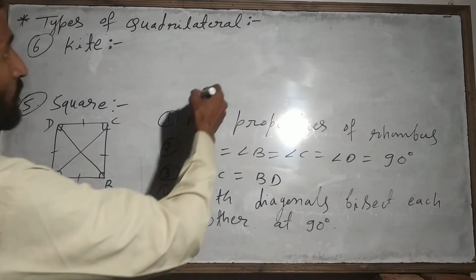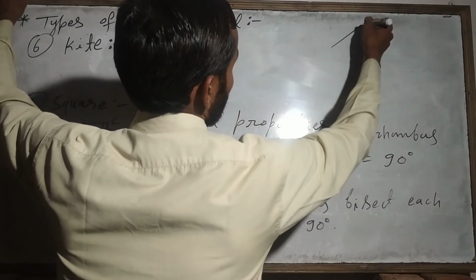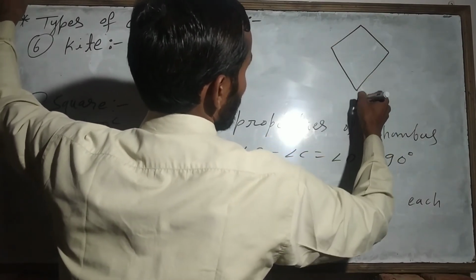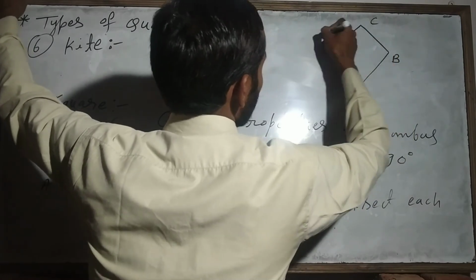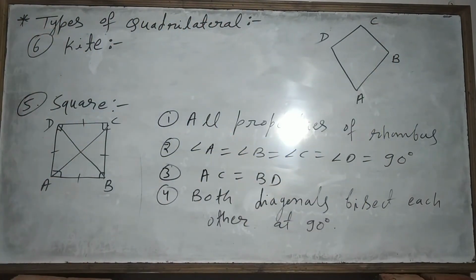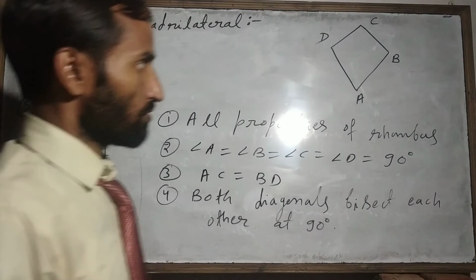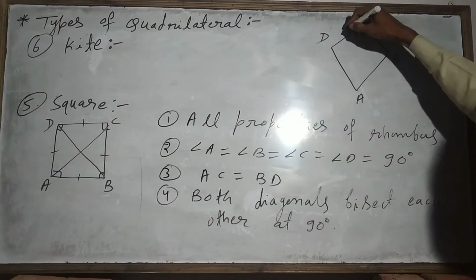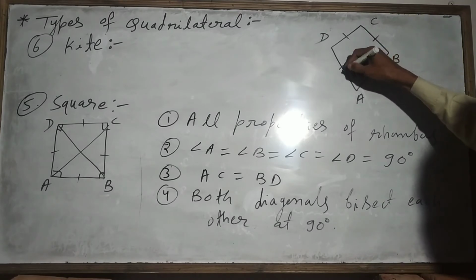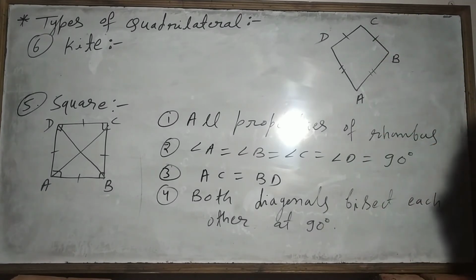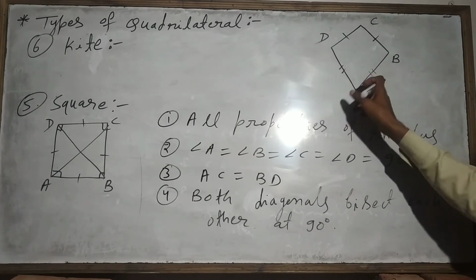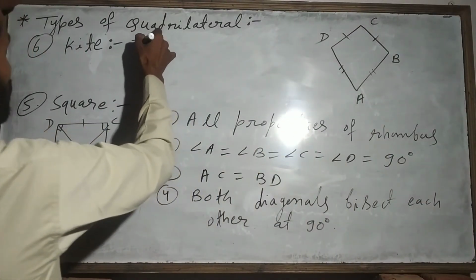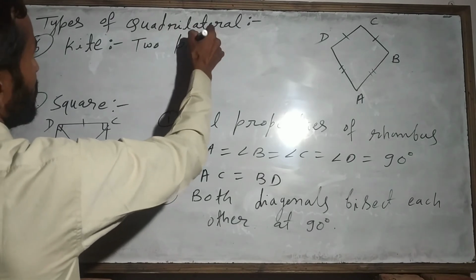So we can draw a kite like this. This one is a kite. A, B, C, D. In a kite, what is the main thing here? In a kite, adjacent sides are equal. Meaning this side is equal to this side, and this side is equal to this side. So in a kite, 2 pairs of adjacent sides are equal. We can write here: 2 pairs of adjacent sides are equal.